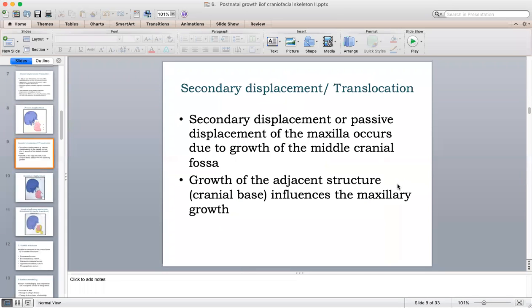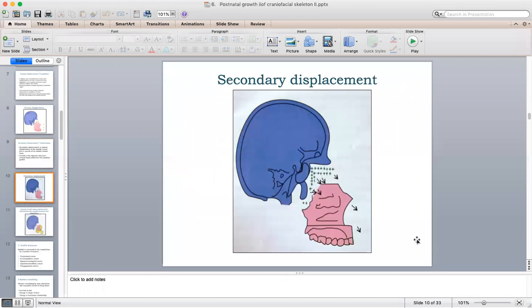Now, secondary displacement is nothing but the passive displacement which occurs primarily because of the growth of the middle cranial fossa. The growth of the adjacent structure influences the growth of maxilla. Again, in the same picture, this is the maxilla, this is the cranium, and if there is growth in the cranial base, whether it's the anterior cranial fossa or the middle cranial fossa, any part that shows growth will push the maxilla downward and forward. So this is the growth by secondary displacement.